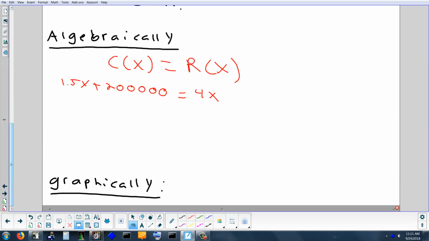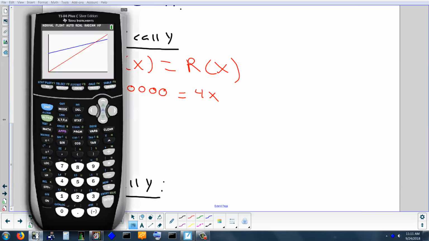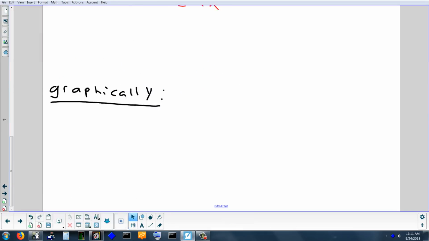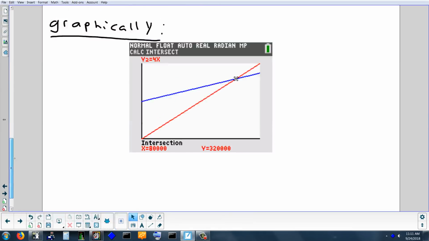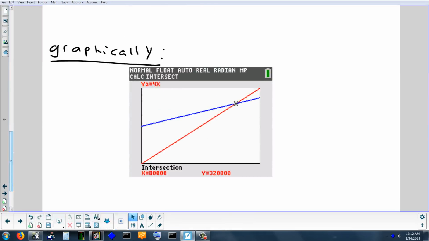Or, graphically, we're just going to calculate an intersect. So second, calc, intersect. Tell it which two graphs you want to use, but there's only two. So blue, red. And the guess, you can get it close, but it doesn't really matter. Okay, so let's take a look at what we've got right here. So how many shirts do they have to sell to break even?